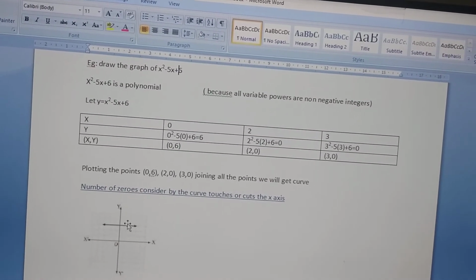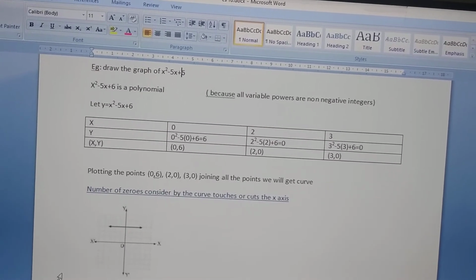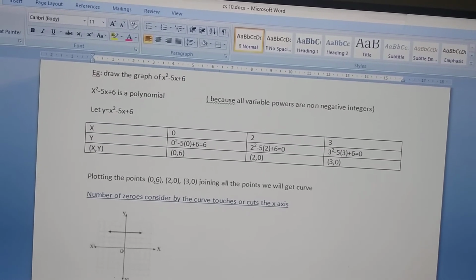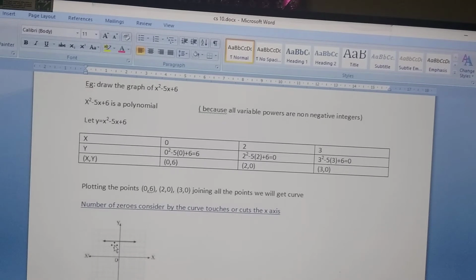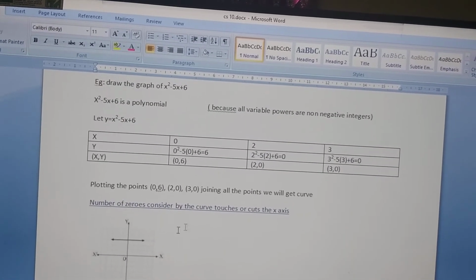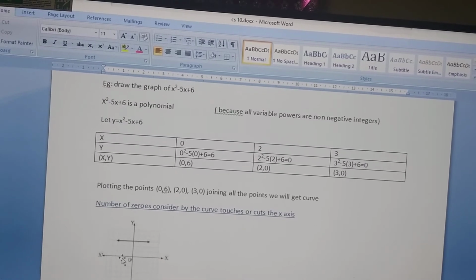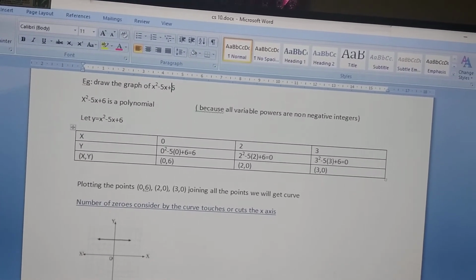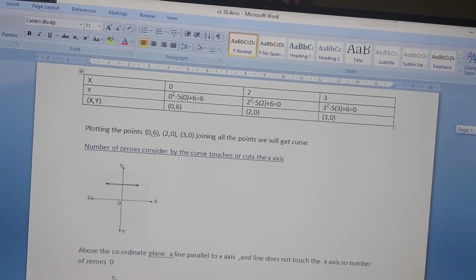So first example, it is a coordinate plane. In this, the x-axis is the horizontal line and the y-axis is the vertical line. One line is given which is parallel to the x-axis. That line does not touch the x-axis, so we will not get any zeros of the polynomial. So the number of zeros of this graph is 0.